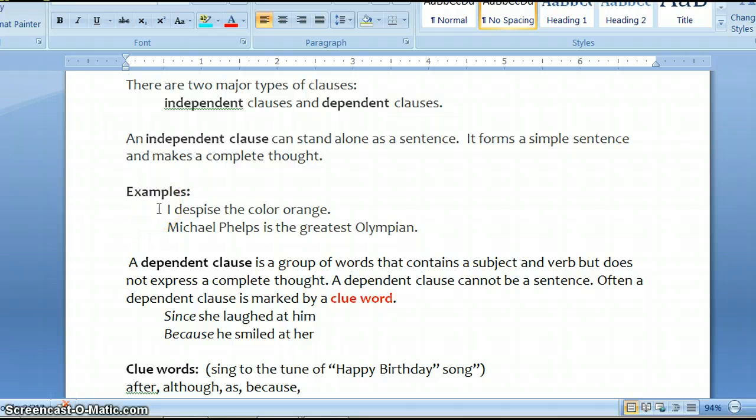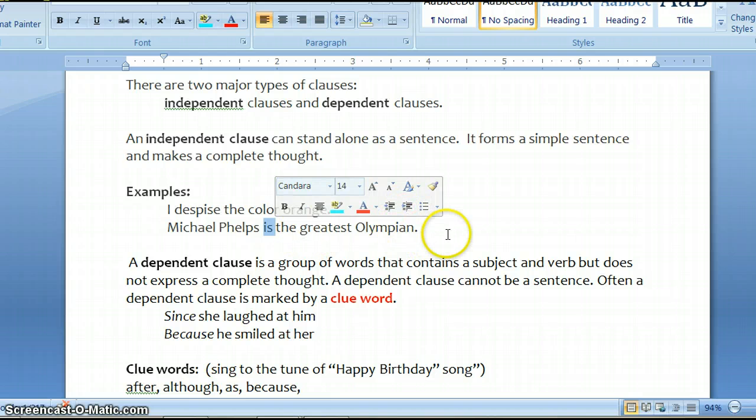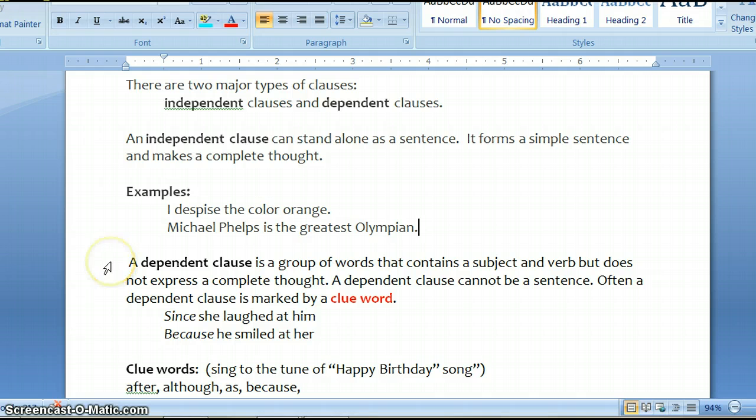Here I picked out from the original set that we had at the top. These both are independent clauses that make a complete thought. So notice that you have your subject in the sentence is I, and then despise would be the verb, and the whole thing together collectively makes a complete thought. I despise the color orange. It is a complete thought. In the next sentence, Michael Phelps would be the subject. Is your verb, and then the thought is completed by the predicate noun, the greatest Olympian. So those are examples of independent clauses.